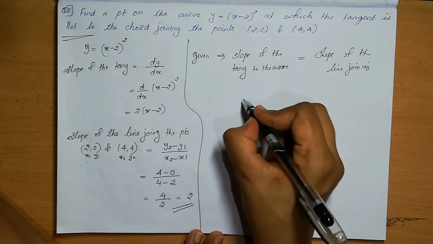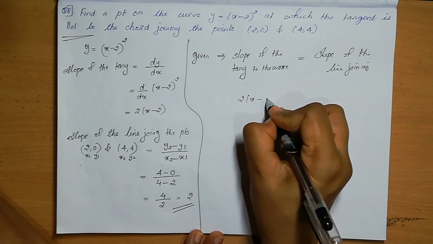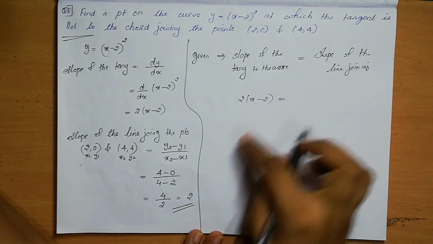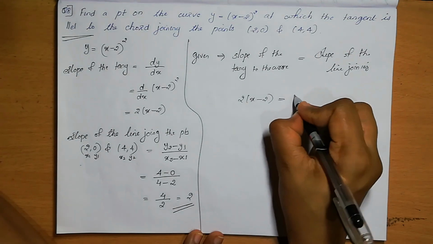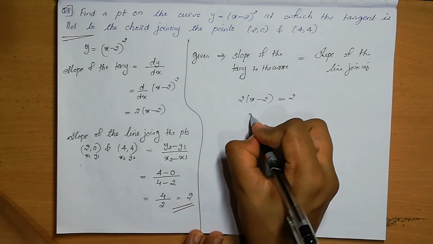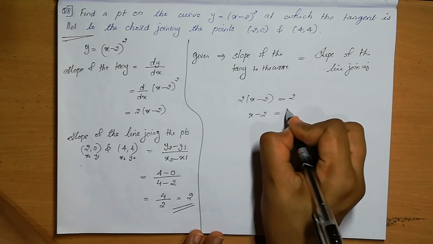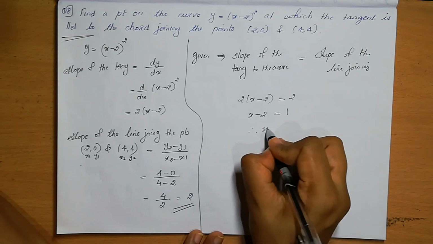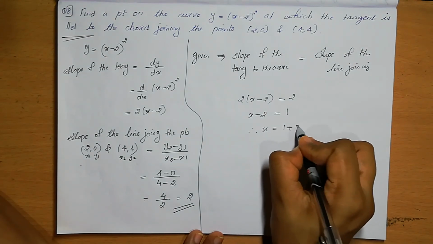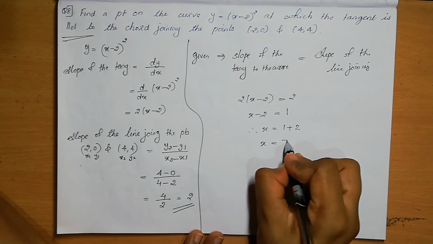Slope of the tangent to the curve is 2 into x minus 2 equal to slope of the line joining, which is 2. 2 we are shifting, means x minus 2 equal to 2 by 2 is 1. Therefore, x equal to 1 plus 2. That is x equal to 3 we will get.